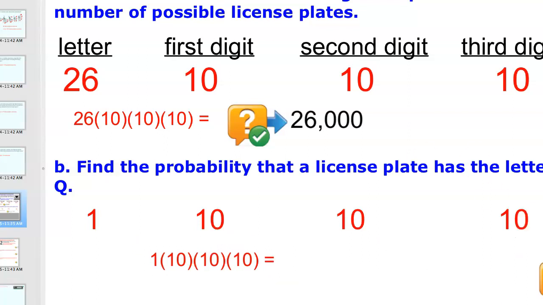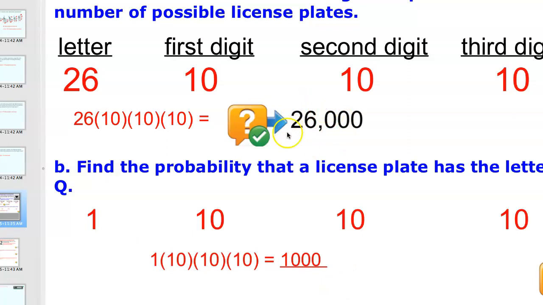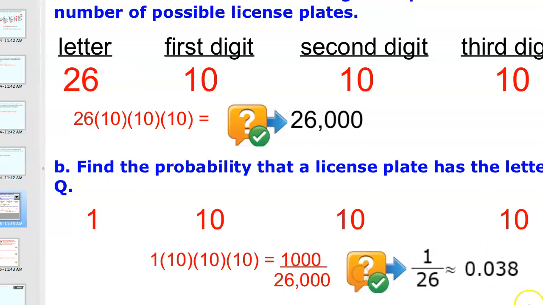Therefore, I have 1,000. Now, I want to find the probability. So this is 1,000 out of the total amount of trials, remember? So the total number of possible outcomes, which is 26,000. So 1,000 divided by 26,000, that would simplify to 1/26 or 0.038. Now remember, this is the decimal form, so if I wanted to know the percent, I have to multiply that by 100, and I get 3.8%.